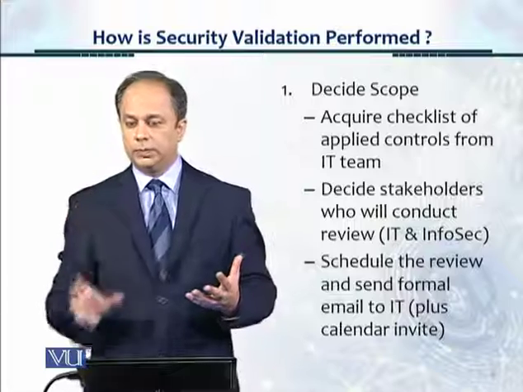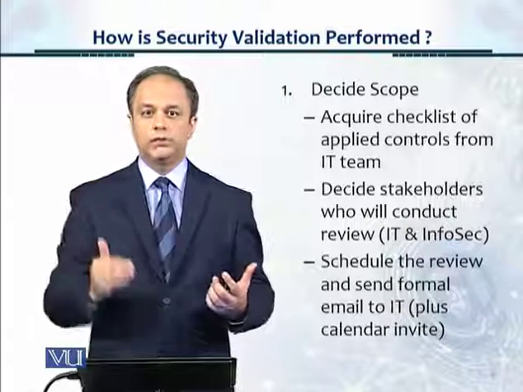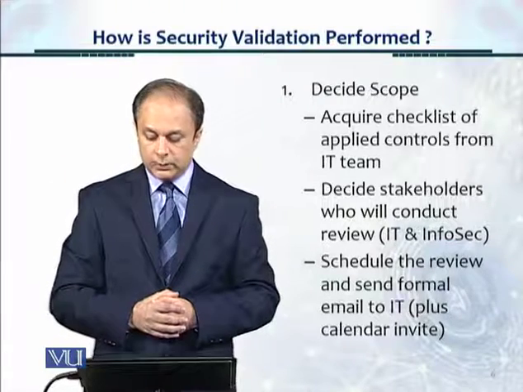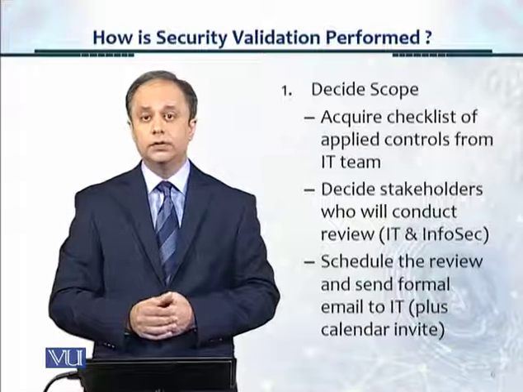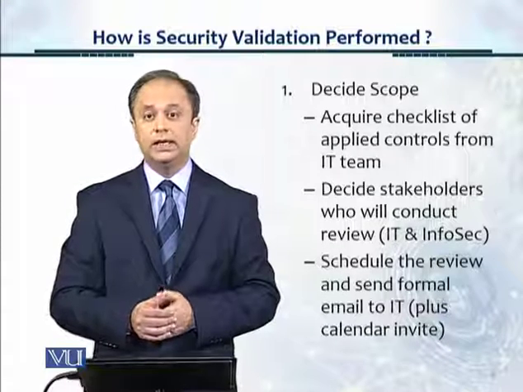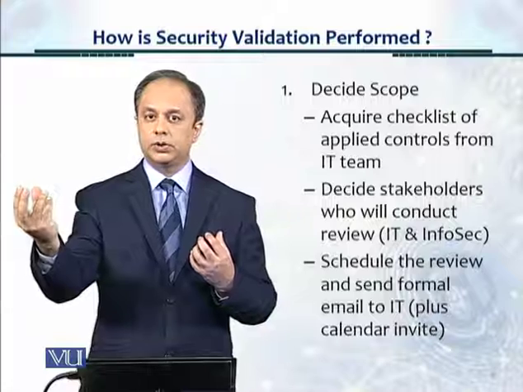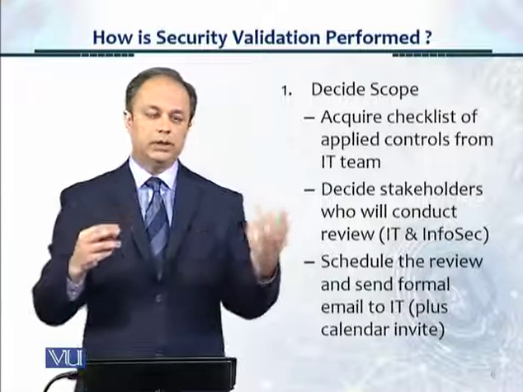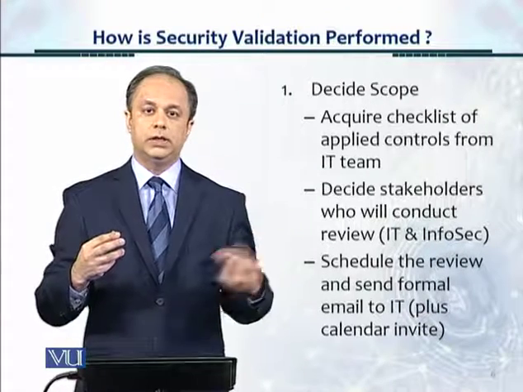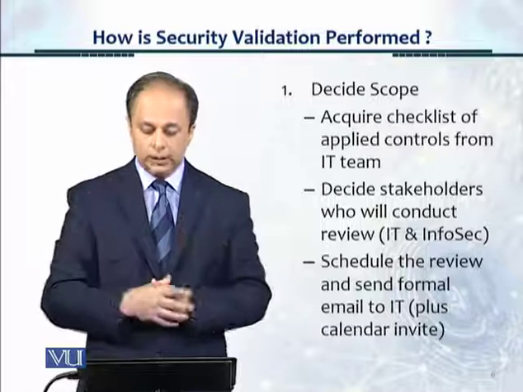So in the checklist, there will be 200 rows, one for each of the controls. Then we decide the stakeholders who will conduct the review, and this is from IT and information security team both. So representative members from information security team will conduct the review, and there will be some representatives from IT team who will conduct the review, and they will jointly conduct the review.